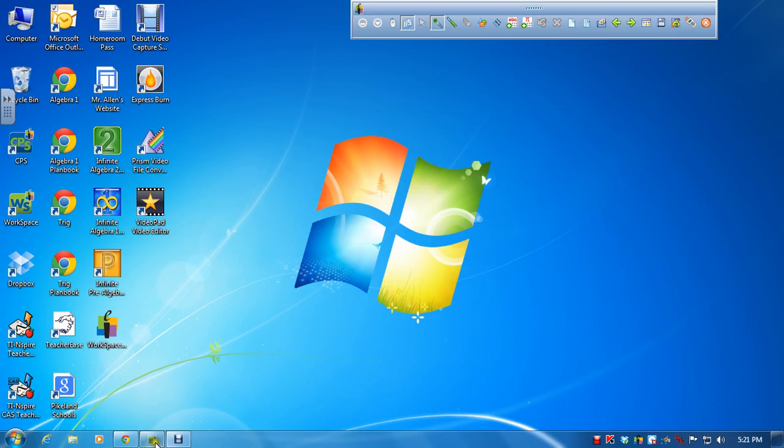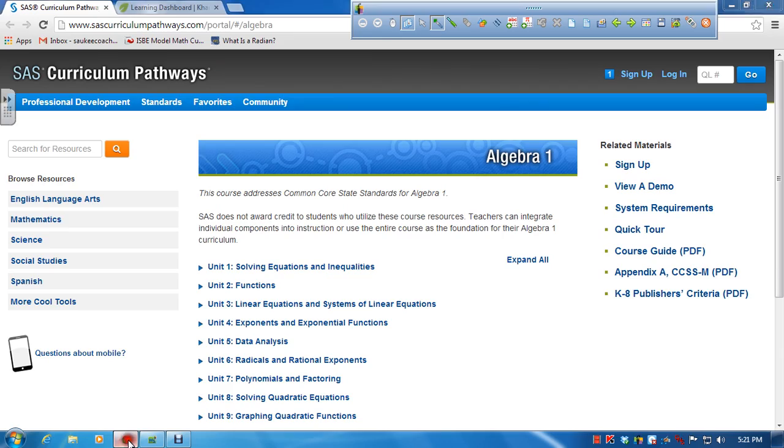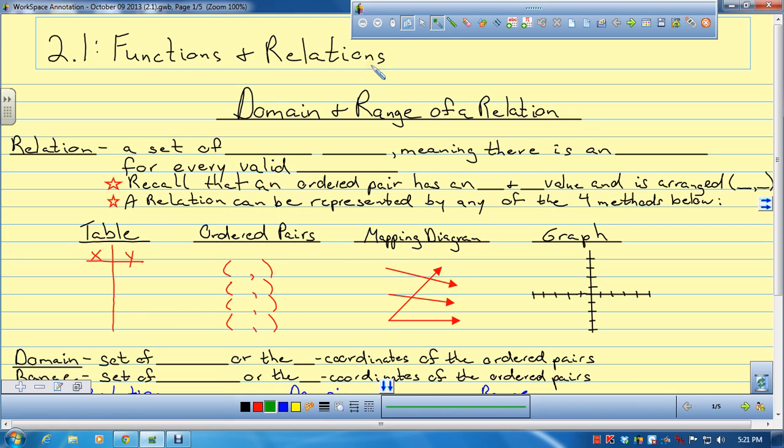Okay, Algebra 1 students, we're going to go ahead and get started with our new unit today. We're going to start into Unit 2, which is over functions. That will be a term that will follow us through this year of Algebra 1. So, the first thing we want to do is start off with lesson 2.1, talking about functions and relations. So we'll get an idea of what those are.